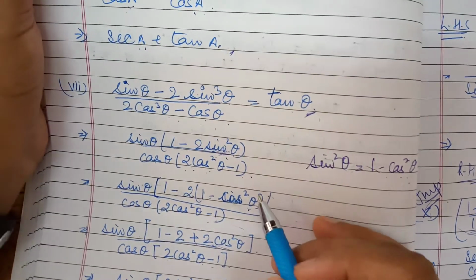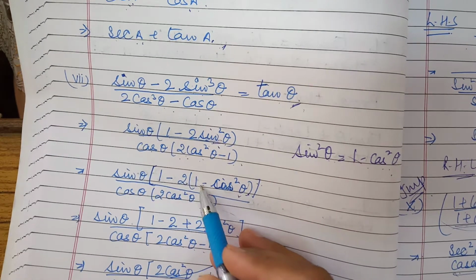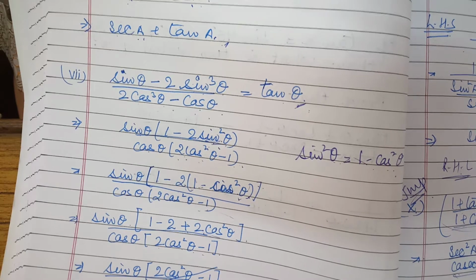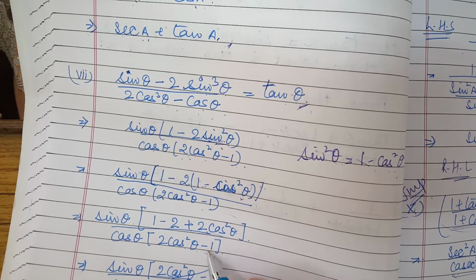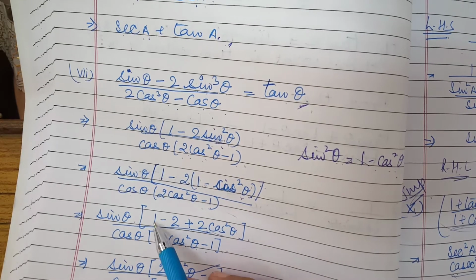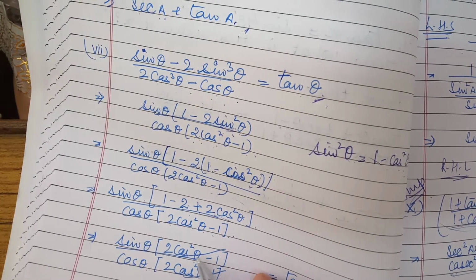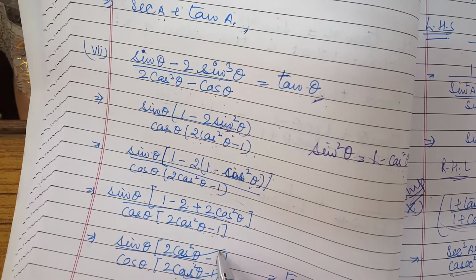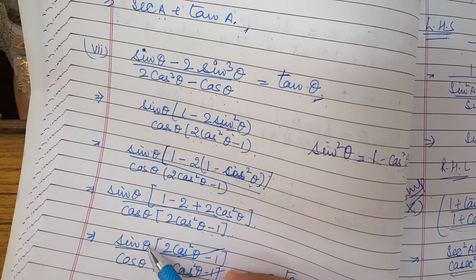Now after simplifying it, after multiplying it, what do we get? We have to multiply 2 inside. So what do we get here? That will be 1 minus 2 plus 2 cos square theta upon 2 cos square theta minus 1. After simplifying, the numerator will be 2 cos square theta minus 1 upon 2 cos square theta minus 1. So both of them will be cancelled out.